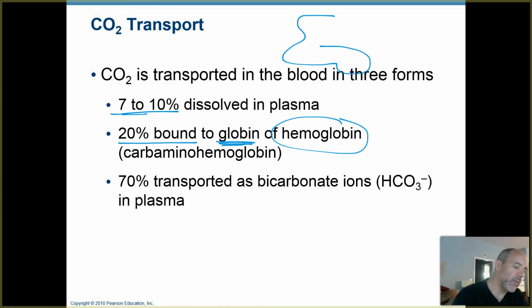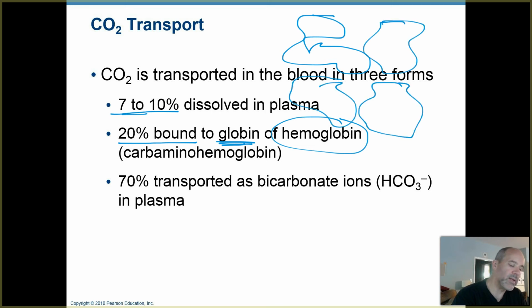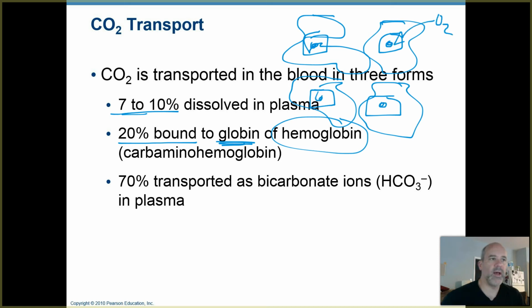So again, hemoglobin is built from 4 proteins, and then each of those proteins has a heme in the center, and then each heme has an iron in the center of it, and the irons, that's where the O2 attaches. About 20% of the CO2 that gets transported in blood attaches to the protein portions of hemoglobin.